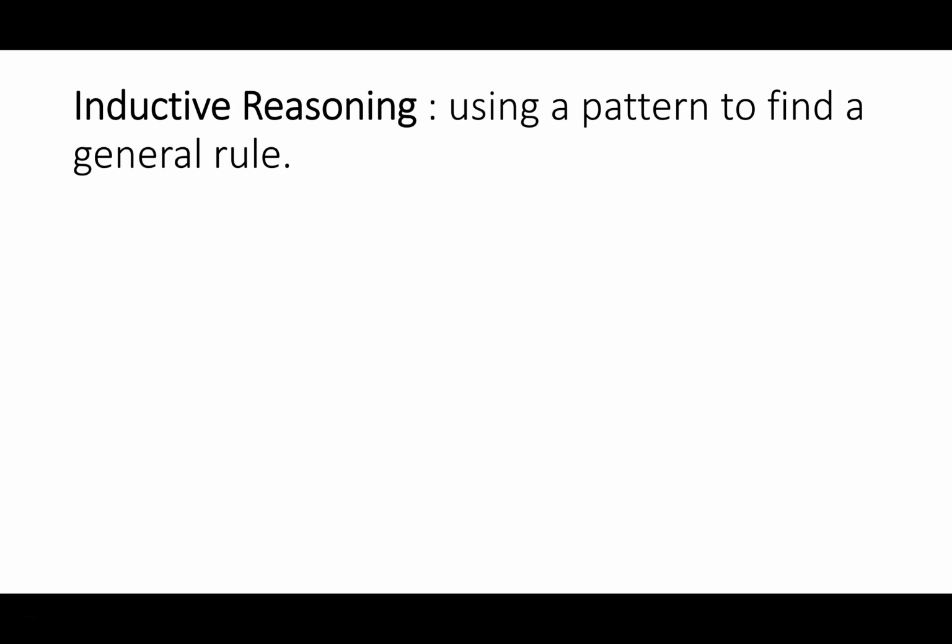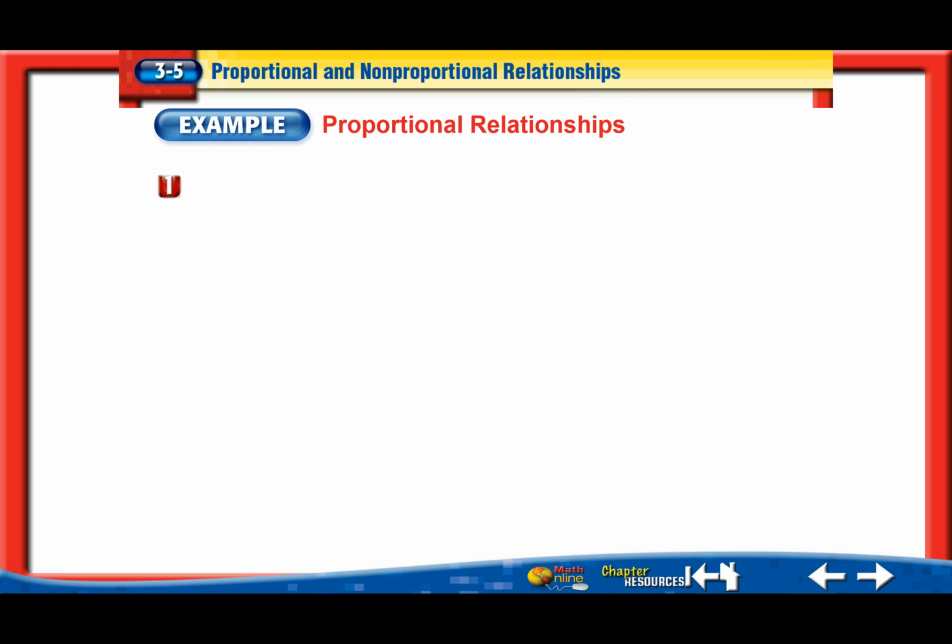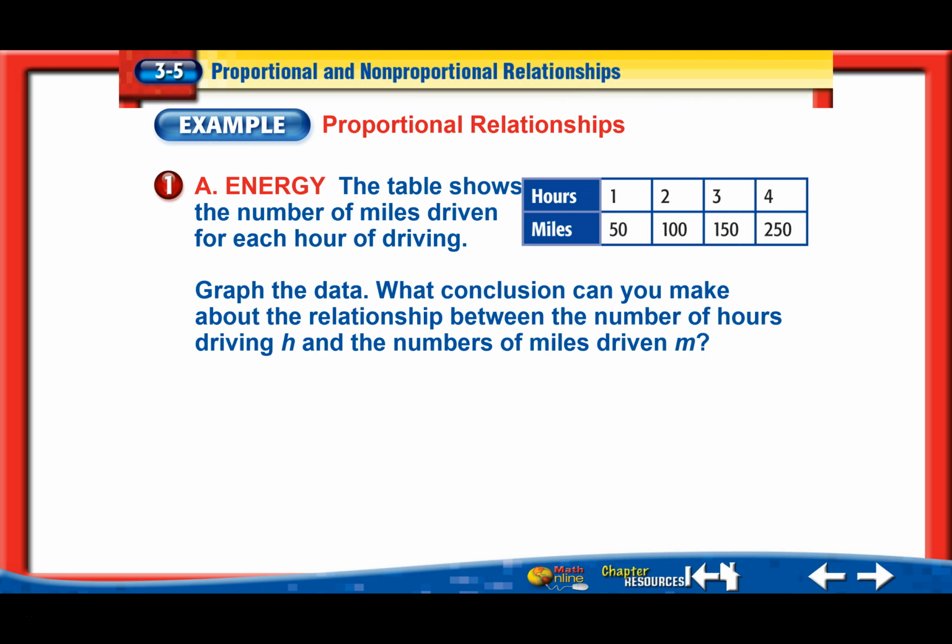Inductive reasoning is using a pattern to find a general rule. So we're going to see a pattern, and we're going to try to find a general rule of, does it go up 2, does it go down 3, is it a straight line? We're using a pattern to figure out whatever that rule is. So what that would look like in a homework assignment is it would be like this.